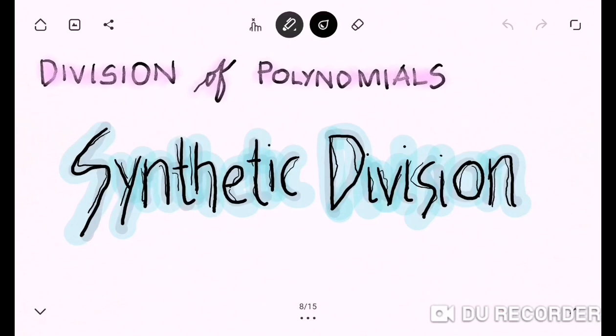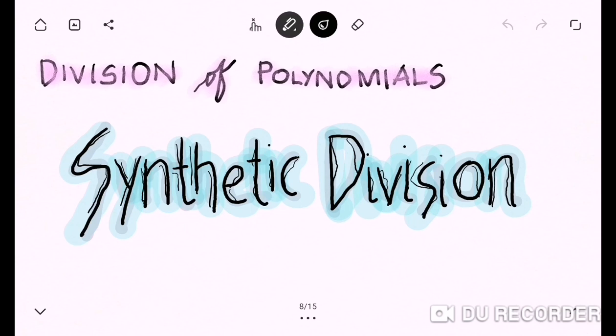Okay, so kung matatandaan sa huling aralin na may kinalaman sa division of polynomials, ang ginamit nating way ay yung long method o yung usual way ng pagdi-divide ng polynomials. Okay, so this time, ang pag-aaralan natin ay kung paano naman mag-divide ng polynomials gamit ang tinatawag na synthetic division.